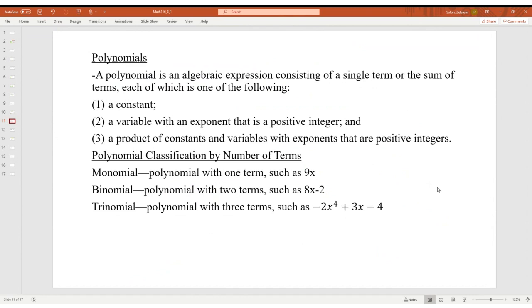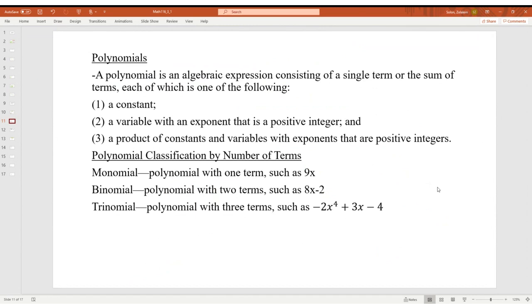Now we are going to look at how we can name a polynomial based on the number of terms. A polynomial is an algebraic expression consisting of a single term or a sum of terms. So it can have a single term or a sum of different terms, each of which is one of the following. The terms can be a constant, or a variable with an exponent that is a positive integer.